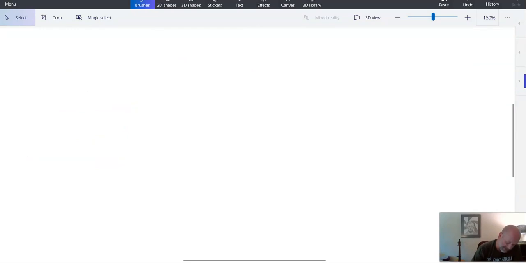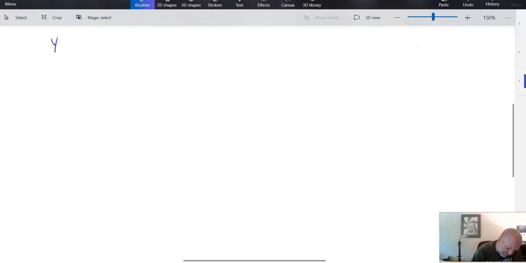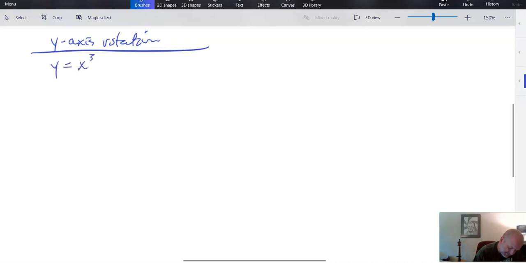All right, so let's look at the next one here. And again, this is y-axis rotation. The functions that bound this region are y equals x cubed, and we're going to take the region where x goes from 0 to 3. That's the region we're going to rotate around the y-axis. Okay, so let's take a look at what the picture looks like.